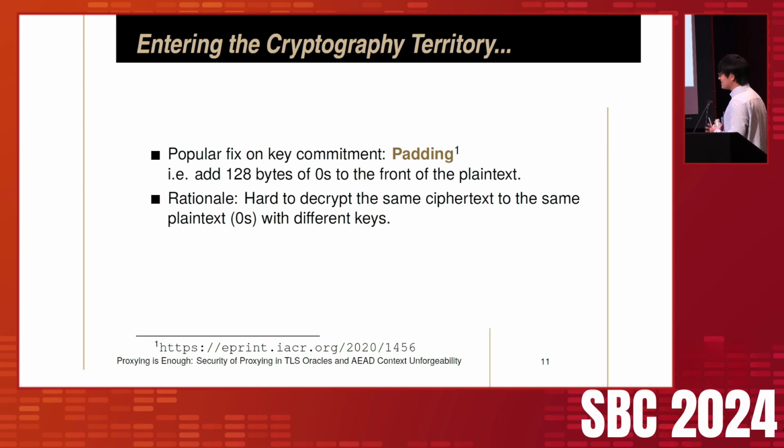So the rationale here is, even if we are somehow able to come up with different keys that decrypt the ciphertext, it's hard to decrypt the same ciphertext into the same plain text with different keys. Because what we are saying about a key commitment attack is that we're able to decrypt the same ciphertext into different plain text with different keys. So the rationale here is that if the plain text is fixed, it's the same, it's all zeros, then it's kind of hard to decrypt it into the same thing with just different keys.